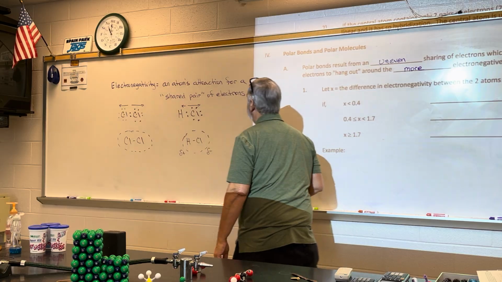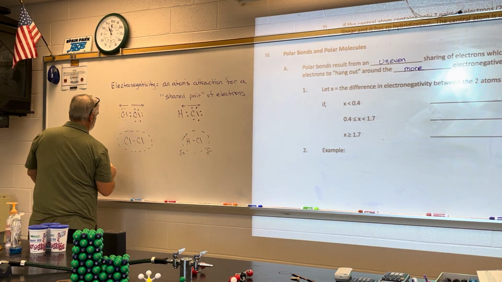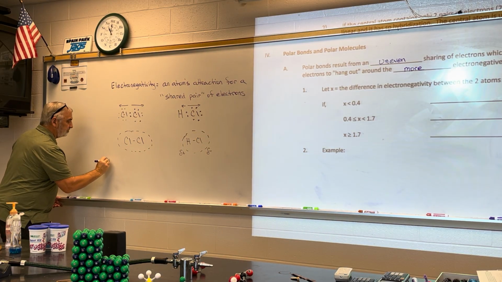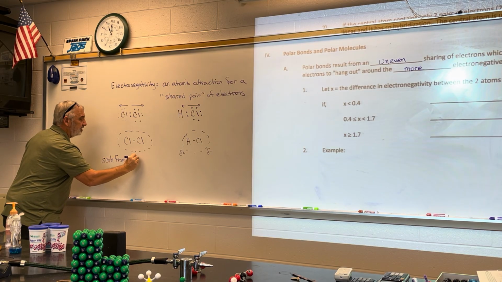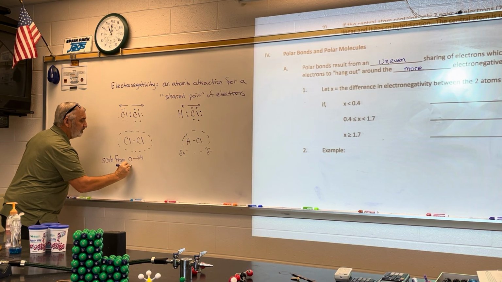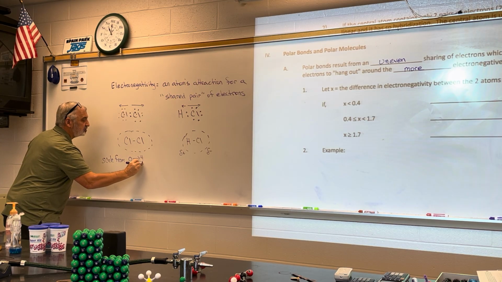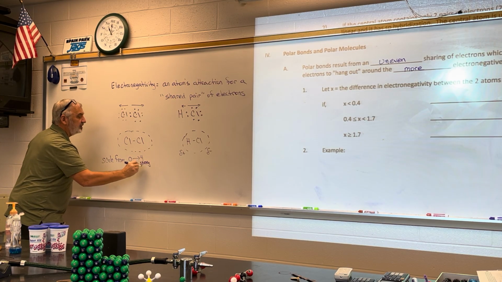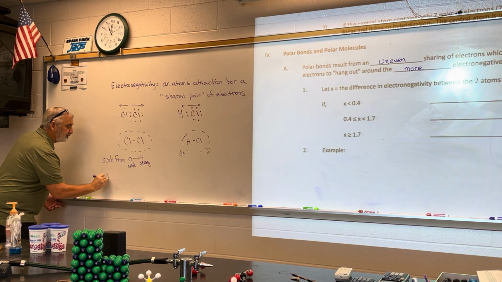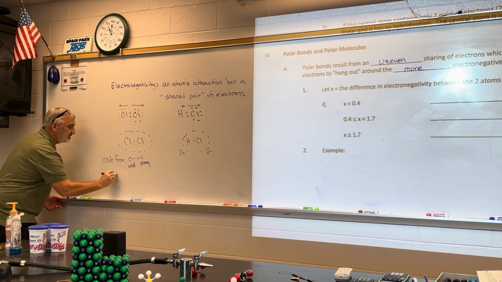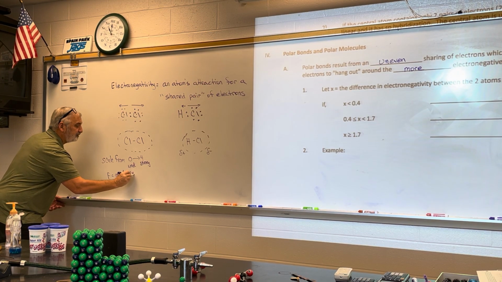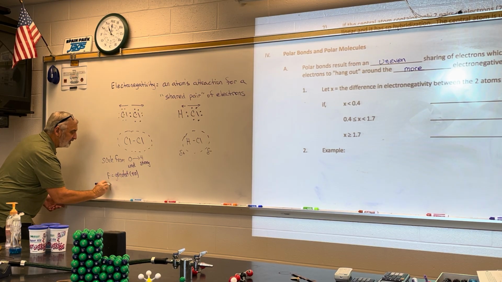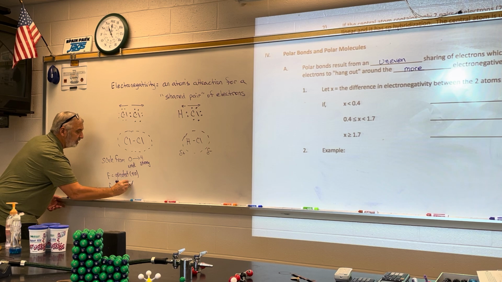Okay? Now this is a scale from 0 to 4, with this being weak and this being a strong attraction for the shared pair. Fluorine is the greatest, has the highest, and it's right at 4. And francium is the lowest at 0.7.